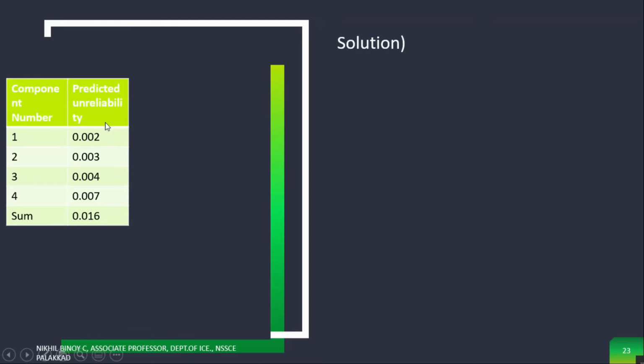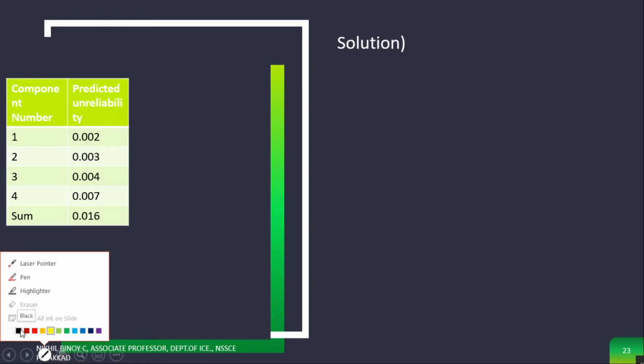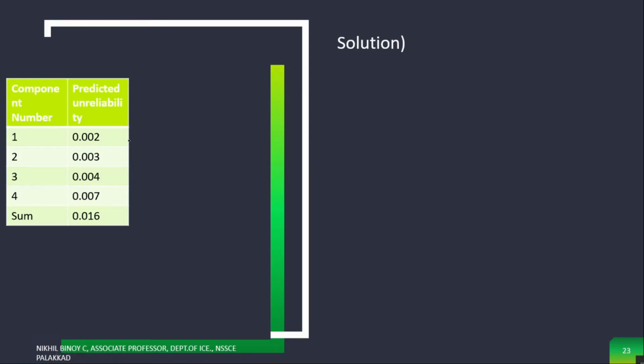I told you failure rate, in this particular case, we can take as predicted unreliability. So the failure rates given are 0.002, 0.003, 0.004, 0.007. What are these values? Lambda 1, lambda 2, lambda 3, lambda 4. This is already given. In the previous example, reliability is given and we have to find lambda 1, lambda 2, etc., lambda 10. But here, lambda 1 to lambda 4 are given.